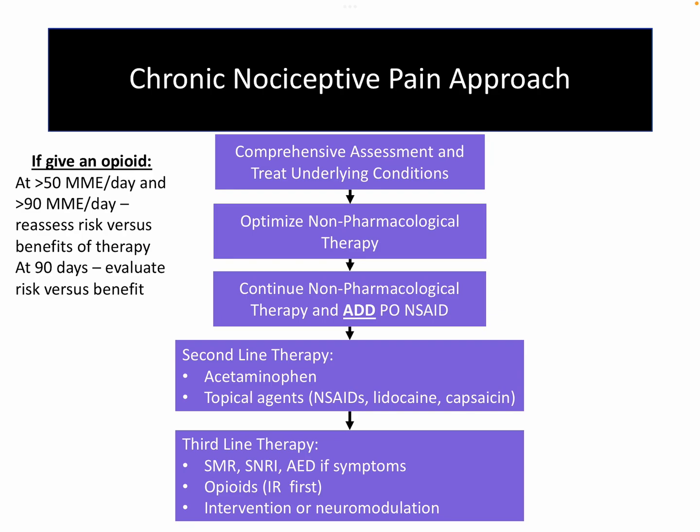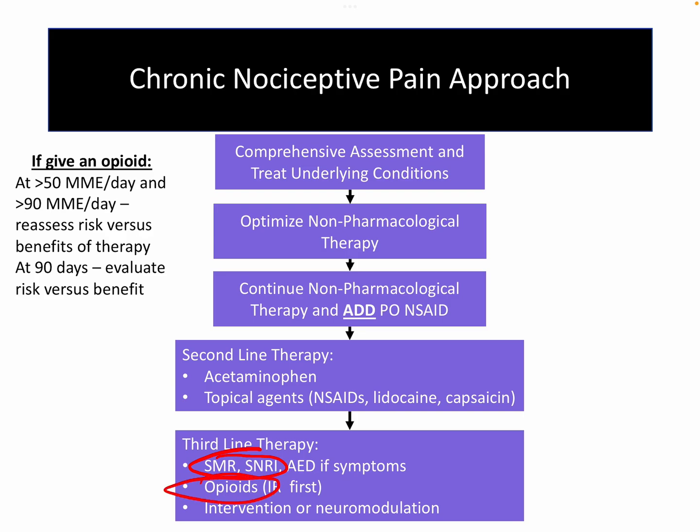Now let's move to chronic pain. We've already gone through this. Just want to remind you, we've talked about a lot of these agents as well. I just wanted to have you guys note where some of the agents that we've talked about so far fall. So like skeletal muscle relaxers and SNRIs.